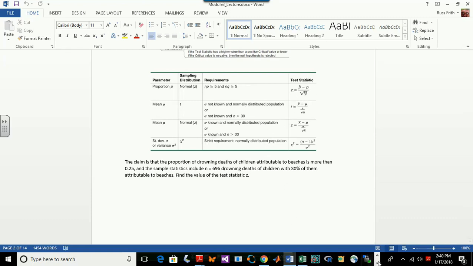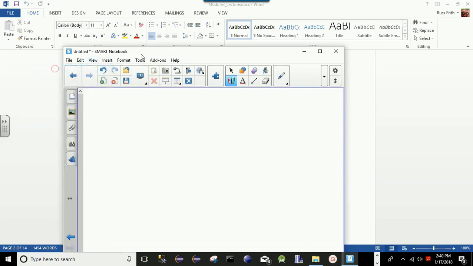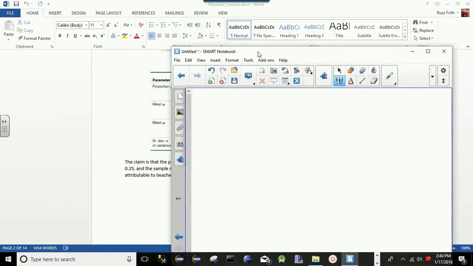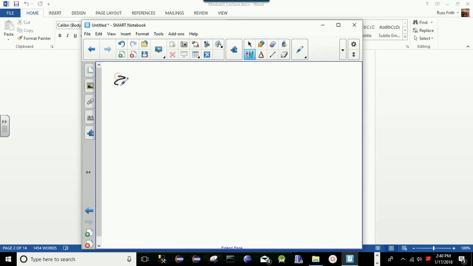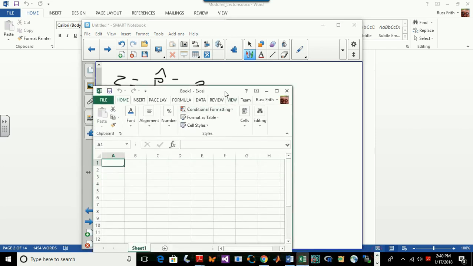The formulation for the Z statistic for this problem will be done as follows. Z equals the sample proportion minus the population proportion, divided by the square root of the population proportion times 1 minus the population proportion, divided by the sample size. We can use Excel to calculate this number, the Z statistic.